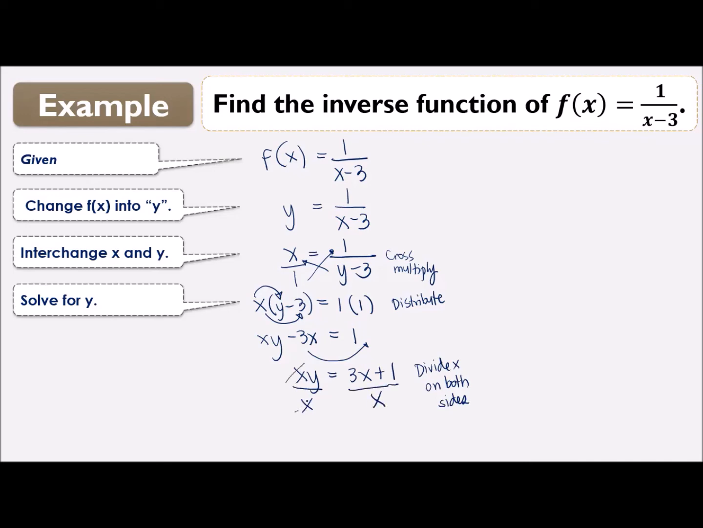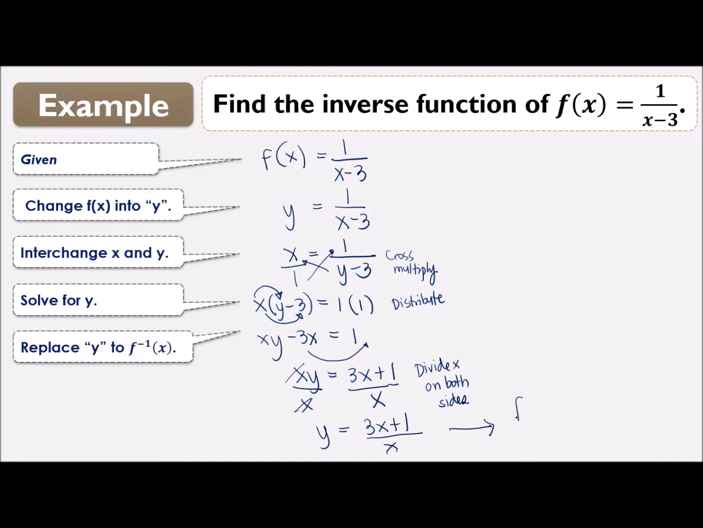So, cancel na natin ito. So, ang matitira, y is equal to 3x plus 1 over x. Then, our last step, i-replace na natin si y doon sa symbol ng ating inverse function. So, magiging f raised to negative 1 of x is equal to 3x plus 1 over x. And this is now the inverse of our given function. Okay? So, I hope that is clear.